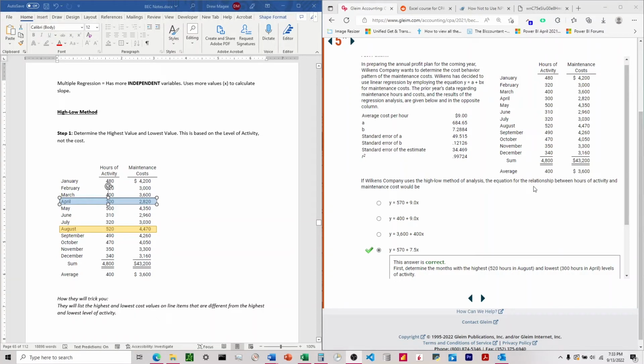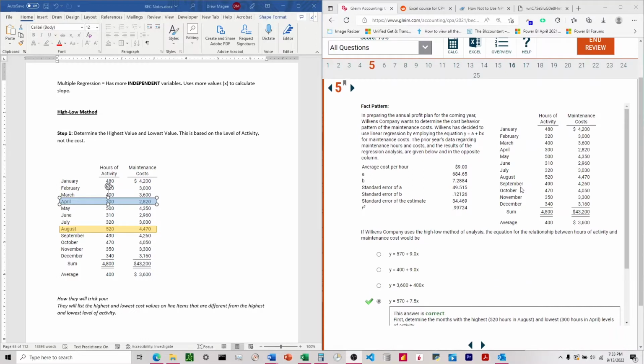I'm going to quickly walk through how to solve a high-low problem for the BEC portion of the CPA exam. It's a three-step process, and the questions will come in different formats, but we're going to walk through how to do those three steps and where they're going to try to trick you up.